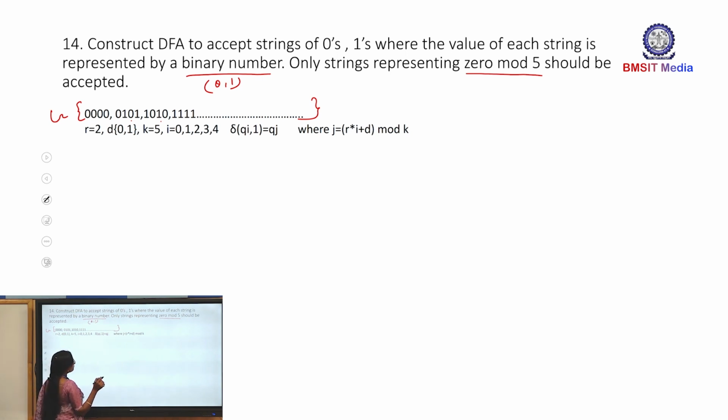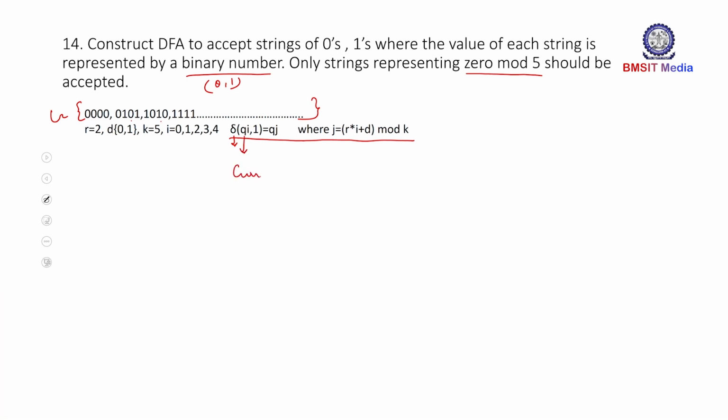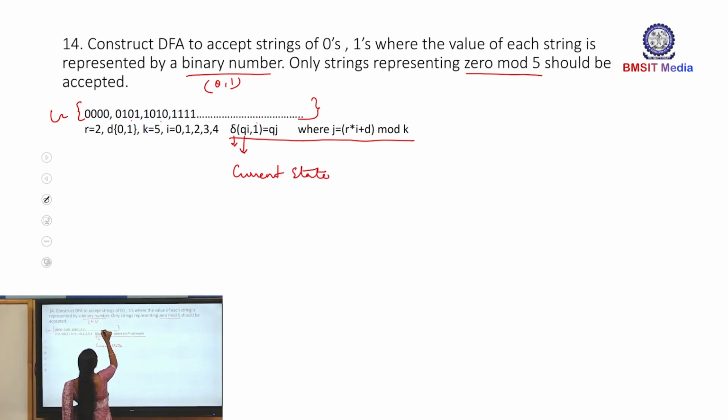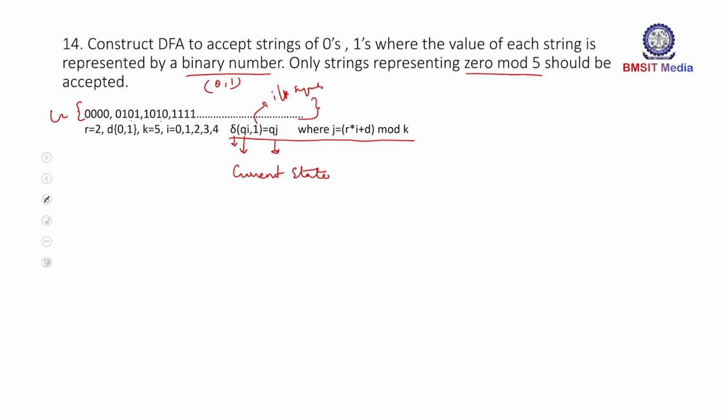Here, one thing we have to remember with the transitions. In this case, we have a small formula to remember. You know that this symbol delta is for the transition. Qi represents the current state. Then we have the input symbol that is accepted. And then we have Qj, which gives the next state.